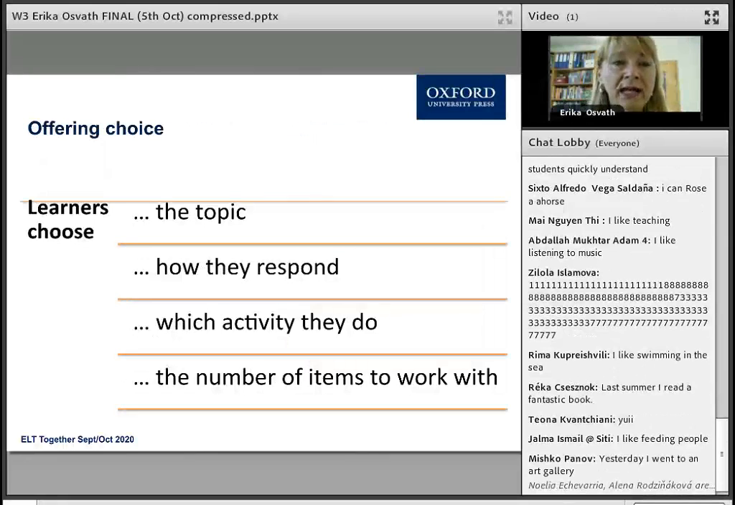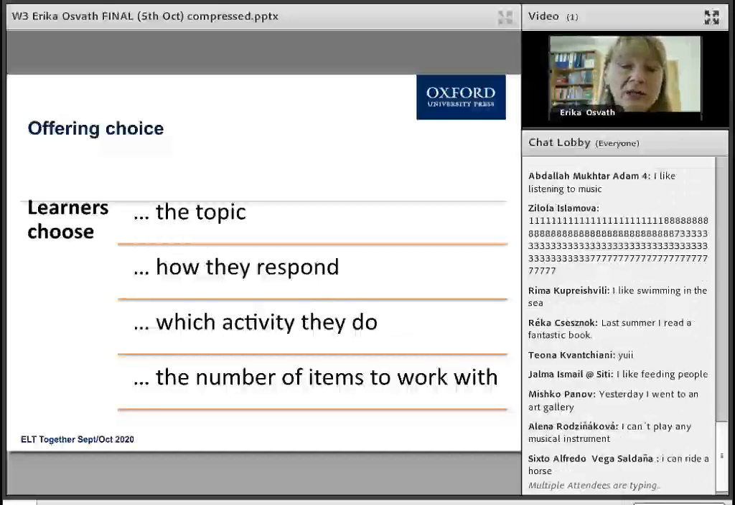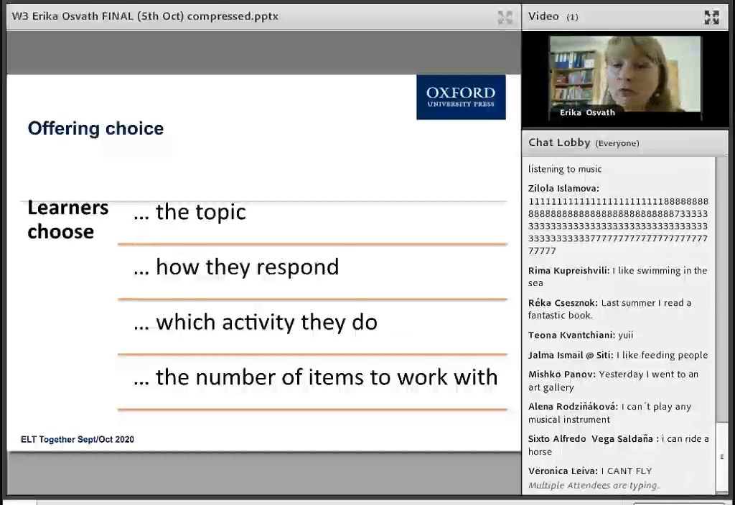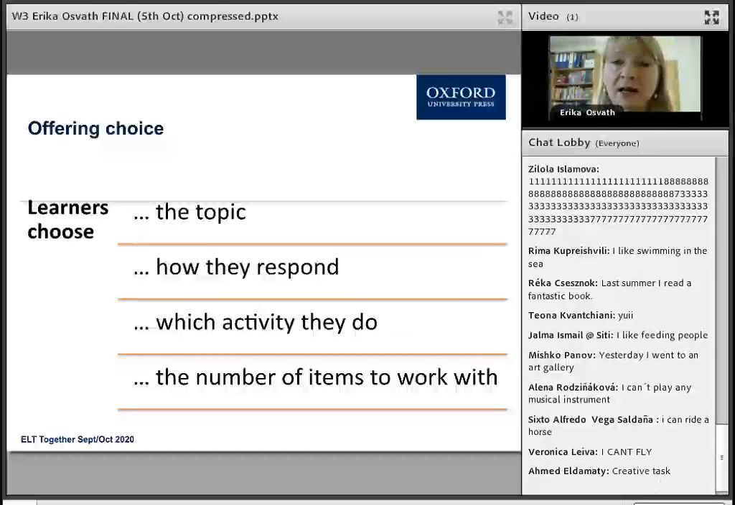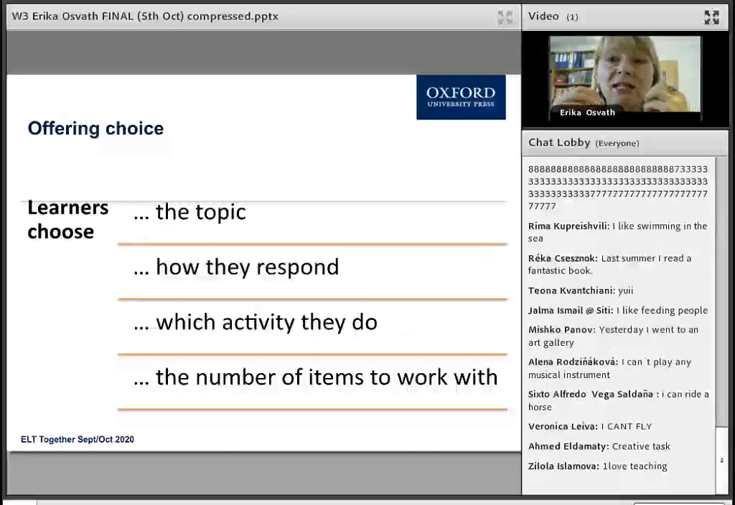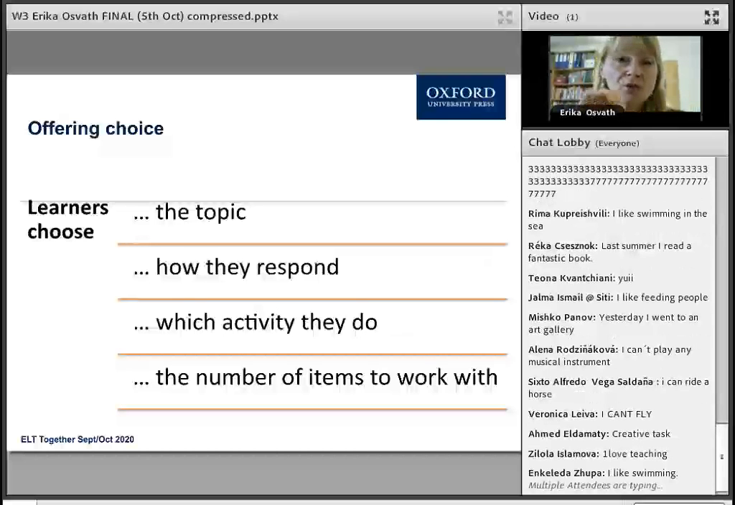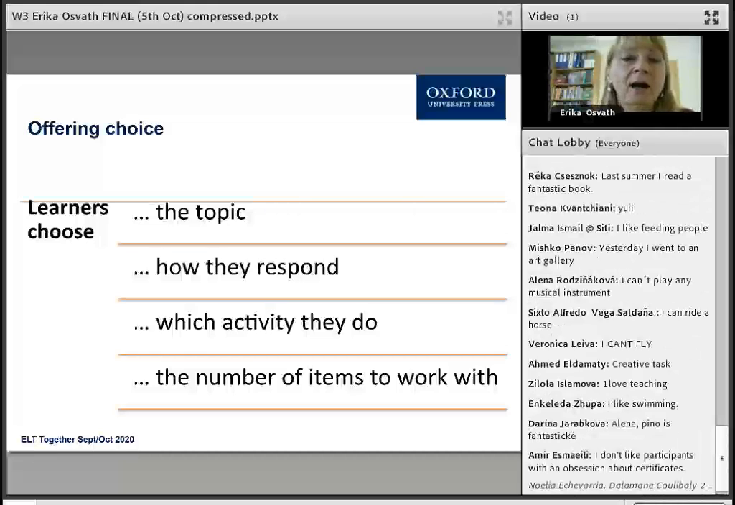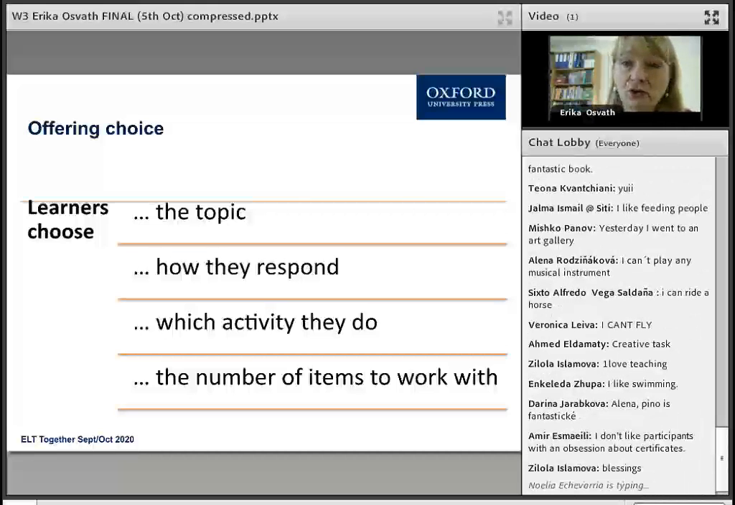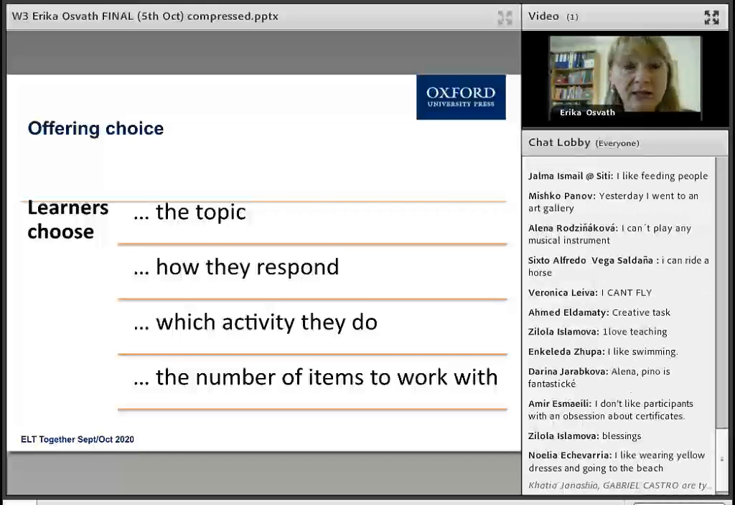Let's move on and look at some ways of offering choice. So as I said earlier, through offering choice, you basically ensure that all students can be involved in your lesson, in the activities, because their ability or their interest matches the task that you set through the choice that you set. So you can give learners choice through the topic, in terms of how they respond to a particular task, in terms of the activity they do, and they can also choose the number of items to work with.